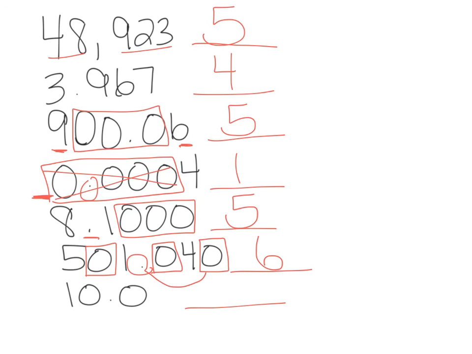Finally, try the last one. First thing you should decide, do these zeros count? They do count because of the decimal point, and they're to the right. That's the key. To the right, decimal point holds them in. So you should say there are 3 significant figures here.